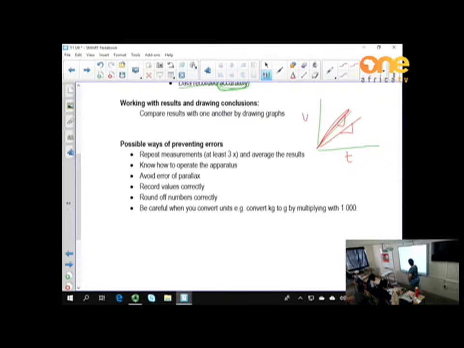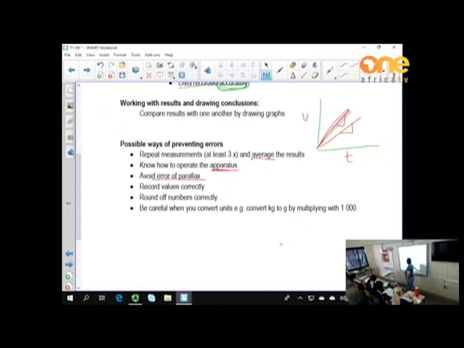Repeat measurements and take the average. Know how to work the apparatus. It doesn't help if you have to work with a burette and you can't take the reading on a burette. Or if you have to work with a thermometer and you don't know where to take the reading. For that matter, if you have to work with a measuring tape and you don't know how the reading works on a measuring tape, because that is also a problem. Do you understand? Okay.